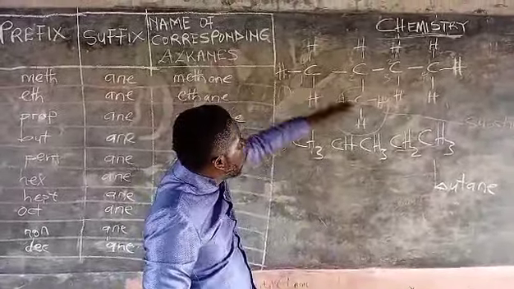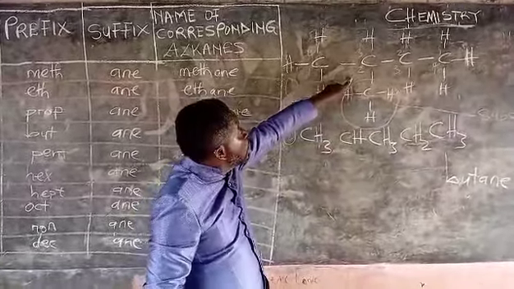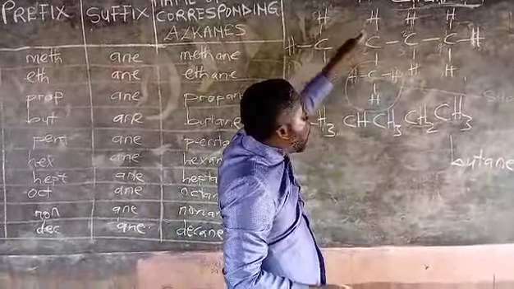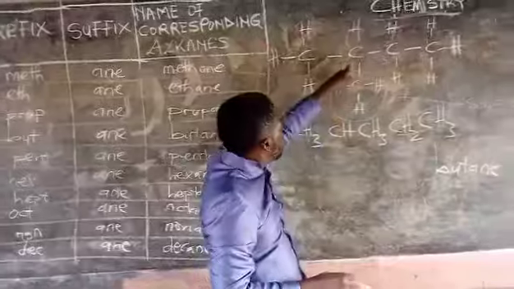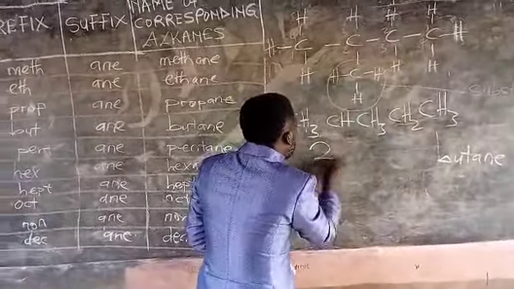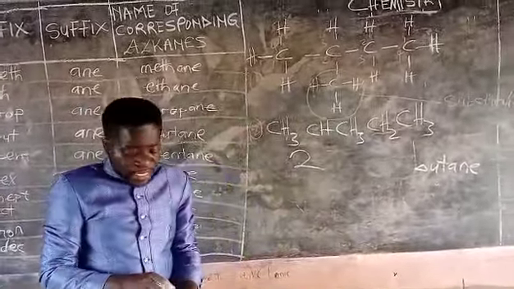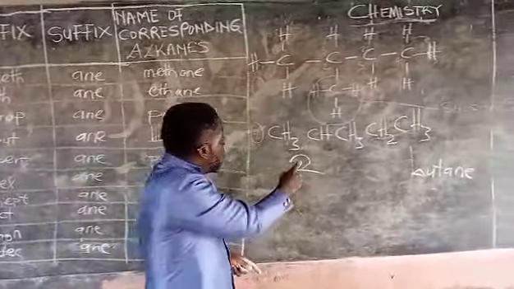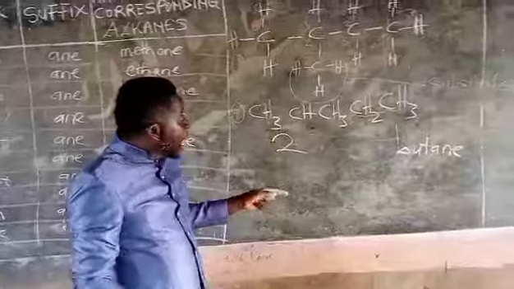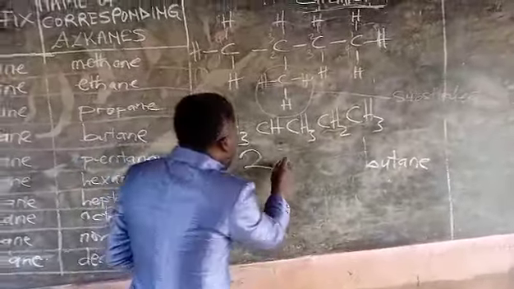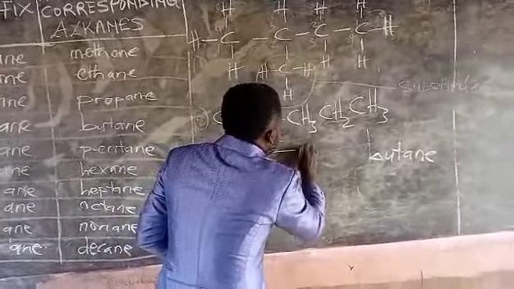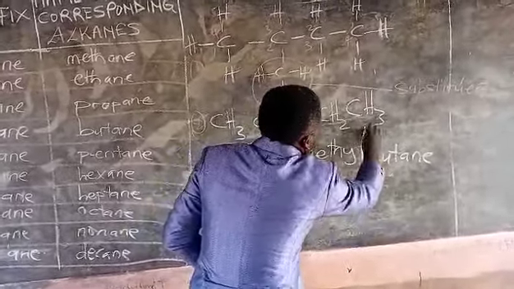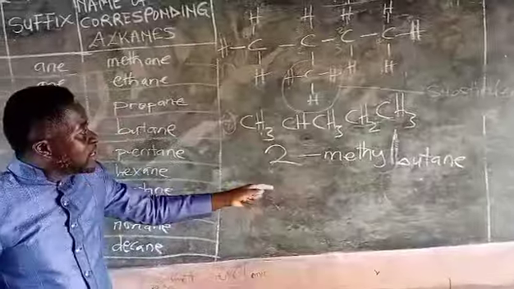Then the substituent or the branch, you give preference to the least number. So from left to right is on carbon number 2. But from right to left is on carbon number 3. So obviously, you go for carbon number 2. So you say 2. Between the number and the alkyl group, you use a hyphen. So hyphen, methyl, then you add the parent name.